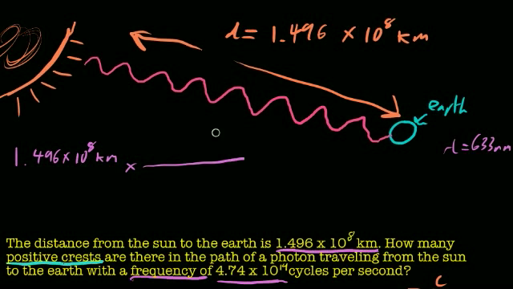And we want to convert that pretty much into wavelengths, right? We want to figure out how many wavelengths this is. So let's first off start out by converting kilometers into meters. So we have 1 kilometer is equal to 1,000 meters.